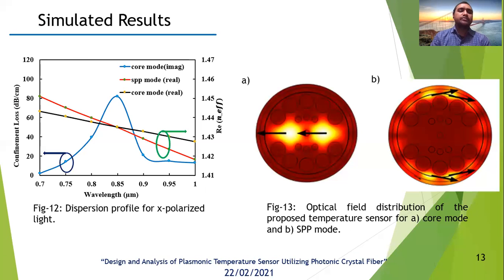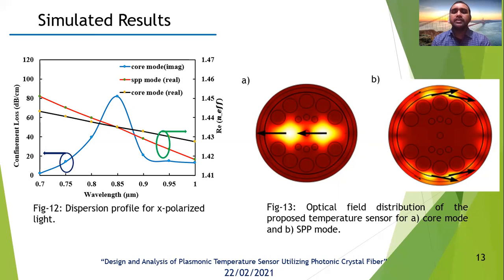This is a simulation result. Figure 12 is the dispersion profile of the proposed sensor. In this figure 12, we can see that at 850 nanometer, the real part of the effective index of the core mode and the SP mode are totally matched. This is the phase matching condition. At this wavelength, the maximum energy is transferred from the core mode to the SP mode.